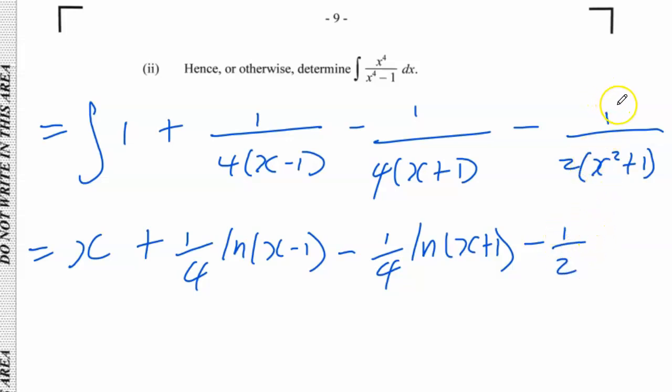And we know we have a constant over a quadratic there, x squared. So the u would be x, a would be 1, so that's just tan inverse x over 1, that's tan inverse x, plus c, of course.